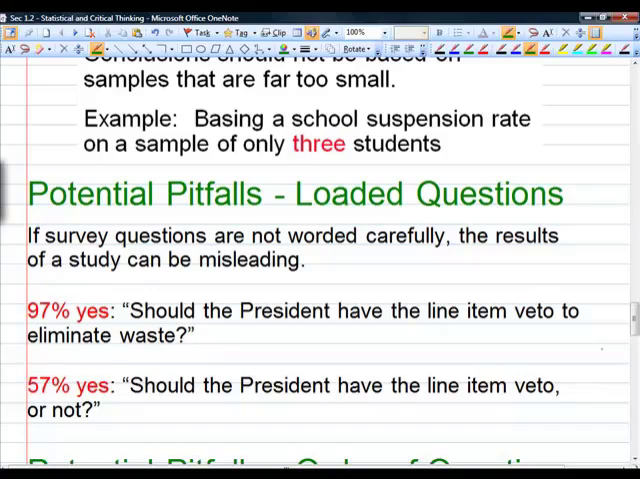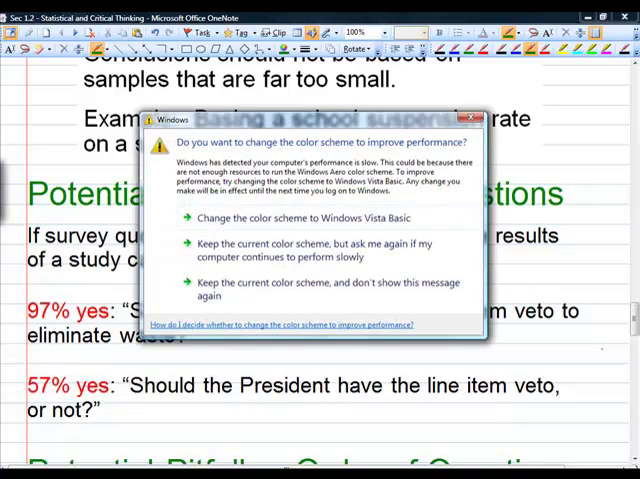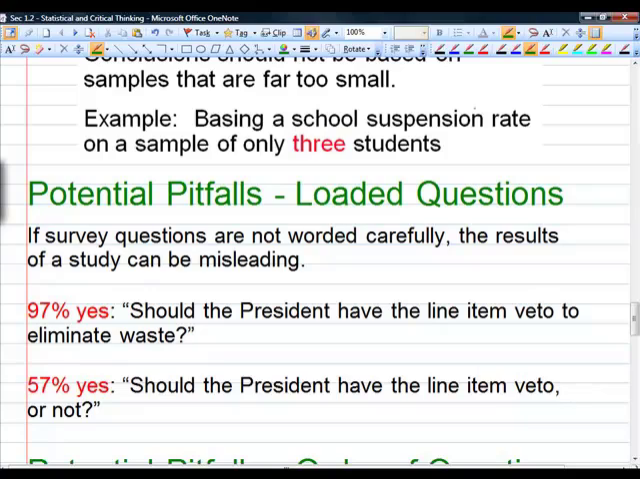The loading of the questions could either be intentional or completely unintentional, but it still happens. Here's an example. If survey questions are not worded carefully, the results of a study can be misleading. When pollsters asked respondents, should the president have the line item veto to eliminate waste, 97% of them replied yes. The president should have the line item veto to do good things, and in this situation, the good thing that he wants to do is eliminate waste.